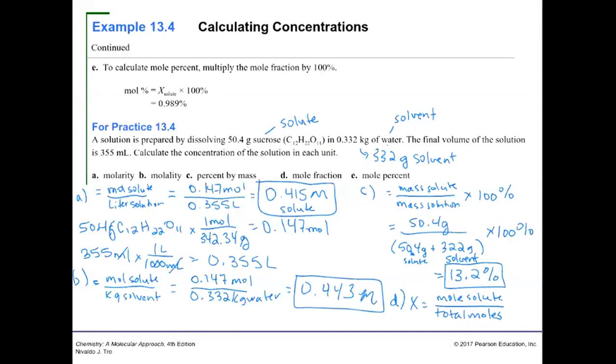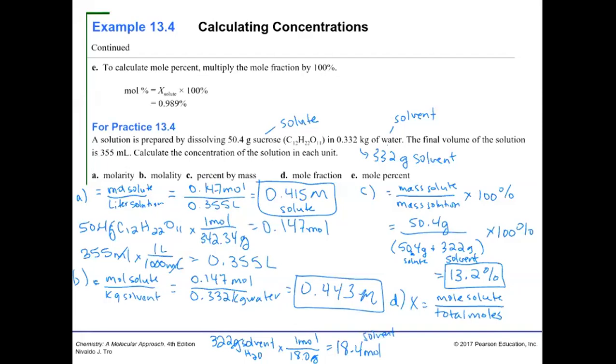We already calculated the moles of the solute, but we still need to find our total moles. The piece that we're missing for our total moles is the moles of the solvent, sorry. So we have 332 grams of solvent. That was water. To convert that to moles, we know that 1 mole of water goes with about 18 grams. So that tells us that our moles of water is 18.4 moles. This is for our solvent.